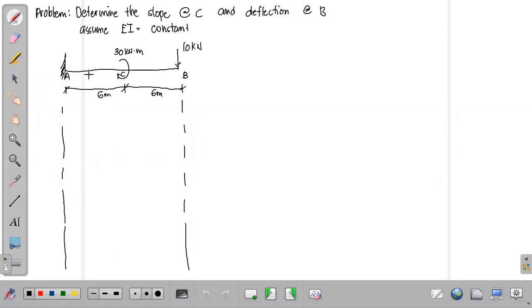Since at point A we have a fixed support, we will have a reaction and a moment. So kindly solve for the reaction at A. Solving for the moment first, summation of moment at A is equal to 0, clockwise positive. So we have 30 plus 10 times 12 minus MA is equal to 0. Kindly solve for our value of MA.